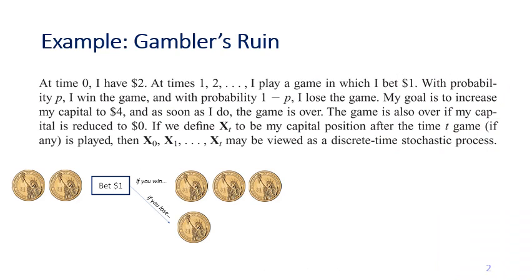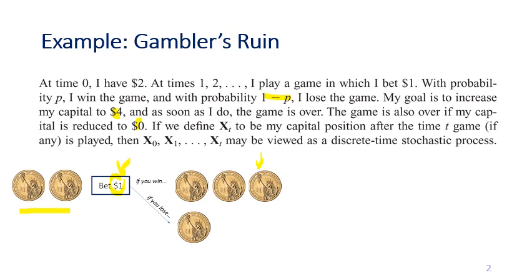So let's see the example of gambler's ruin that we've seen before. To summarize the game a little bit, you start with $2 and then you bet $1 at each time step of the game. If you win, you will get this $1 back, and in addition you will get another dollar. But if you lose, with probability 1 minus p, you will lose the $1 that you bet. You keep playing this game until you reach $4 or you have no money left in your hand, or $0.